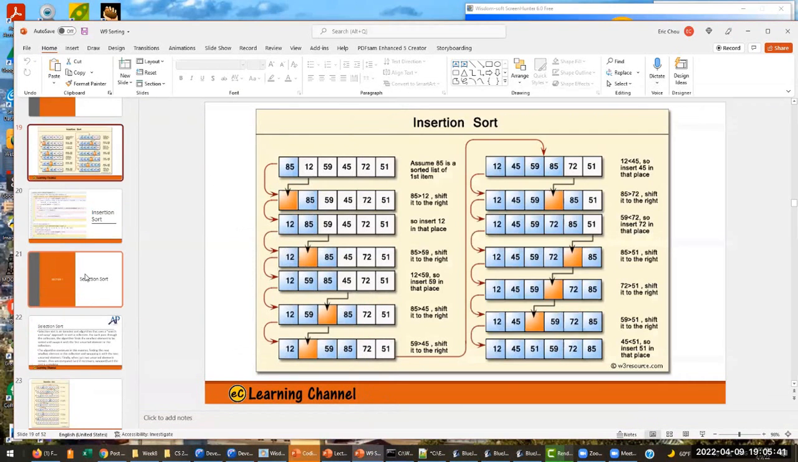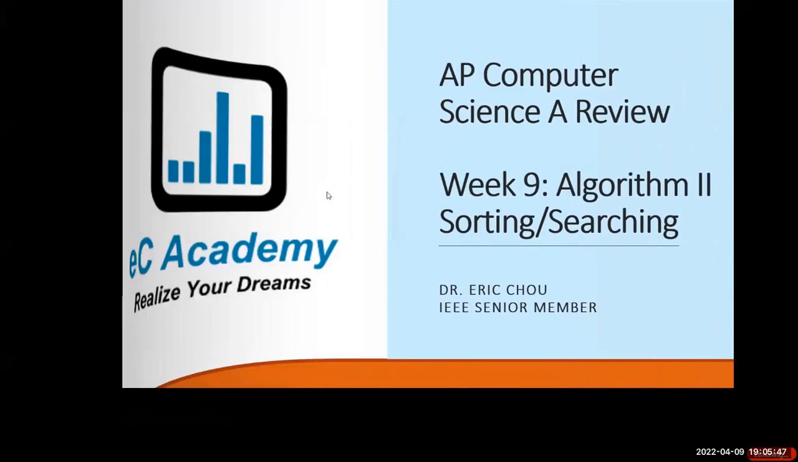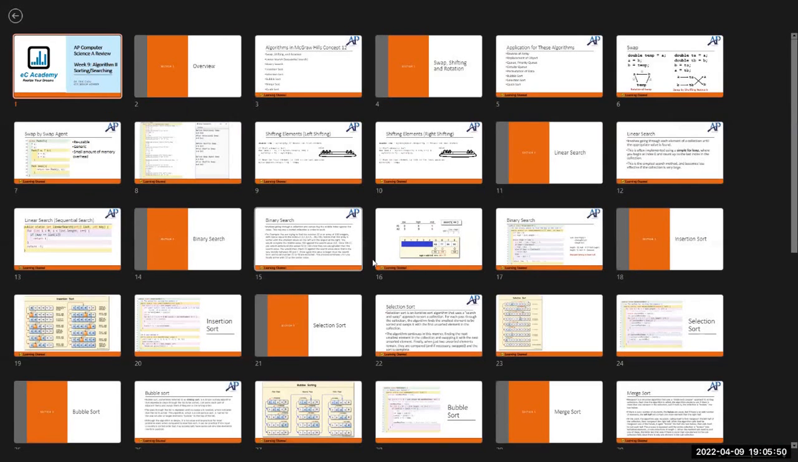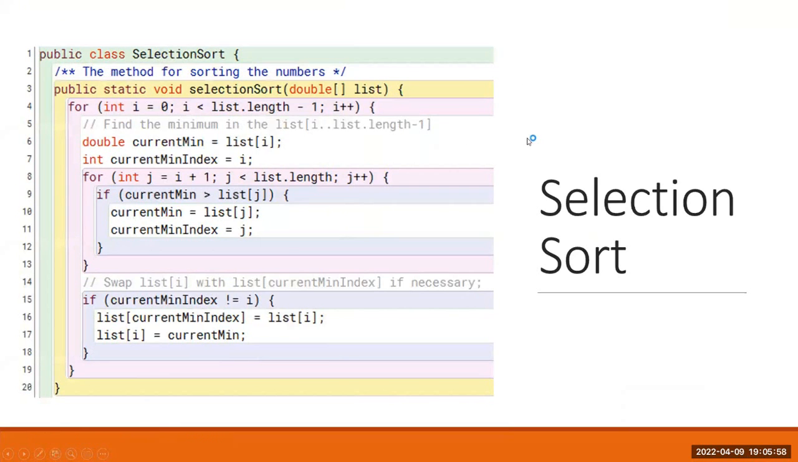Next one is selection sort. Selection sort is a little bit different. It's not choosing a to-be-inserted location. It's choosing the to-be-swapped location. You keep swapping. It's a swap-based algorithm.